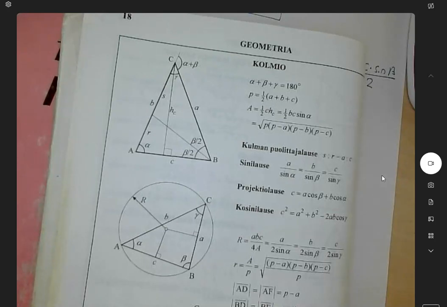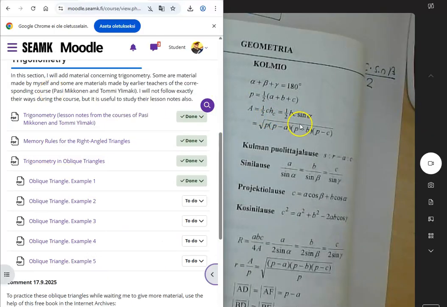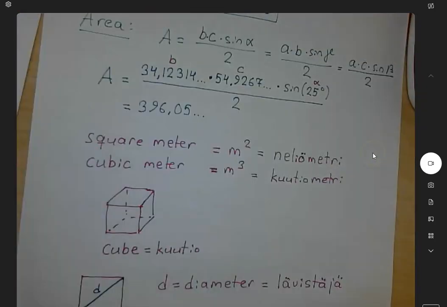I think probably I can't open the Moodle. Let's wait. If it is, it could be open. I don't understand why it doesn't open. There is some problem. Let's take that.